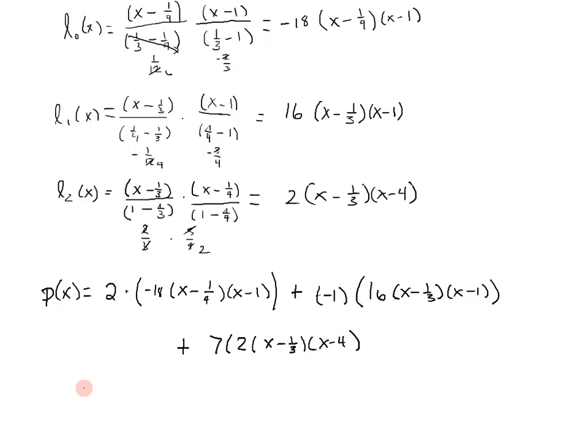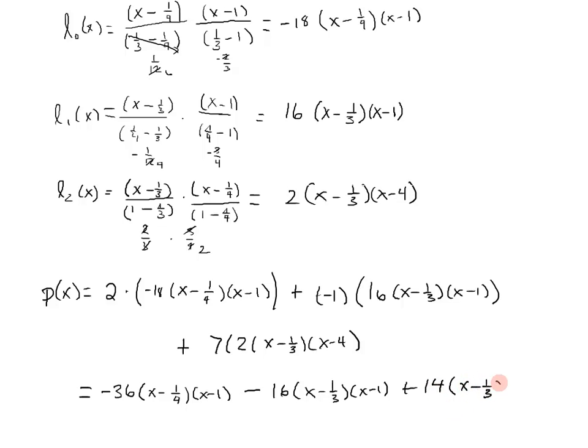So I'm going to write it out just a little bit simpler, but I'm not going to multiply out all these fractions. You end up with just negative 36 times x minus 1/4 times x minus 1, minus 16 times x minus 1/3 times x minus 1, and plus 7 times, no, not 7, 14, times x minus 1/3 times x minus 4.